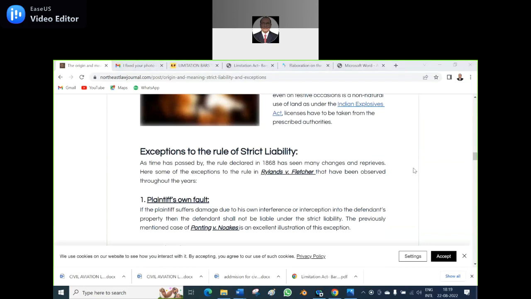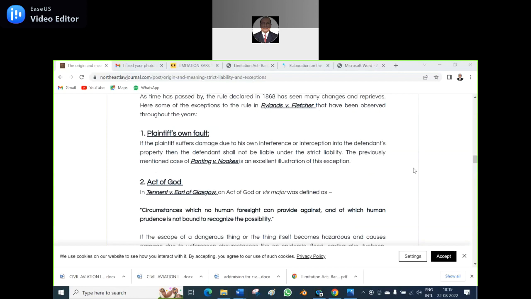Exceptions to the rule of strict liability: as time has passed, the rule declared in 1868 has seen many changes as reprieves. Some of them are the exceptions to the rule of Rylands versus Fletcher. Number 1, plaintiff's own fault. The case law given is Ponting versus Knox, an excellent case law, where the horse nibbled the protruding yew, went over there and ate it, and by that time it died. So the plaintiff's own fault would be there.